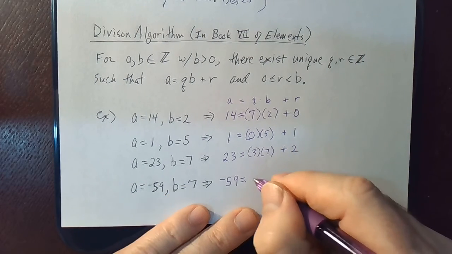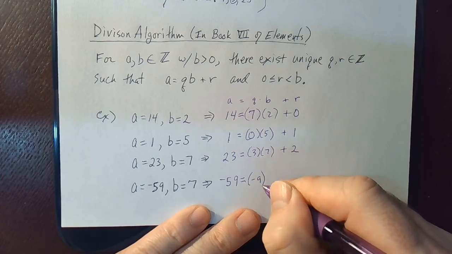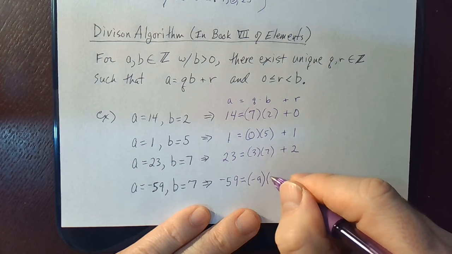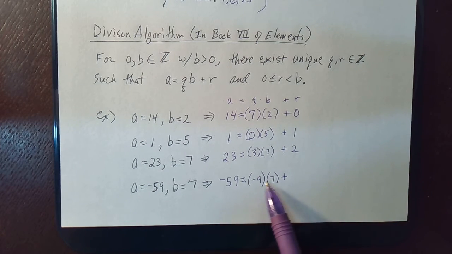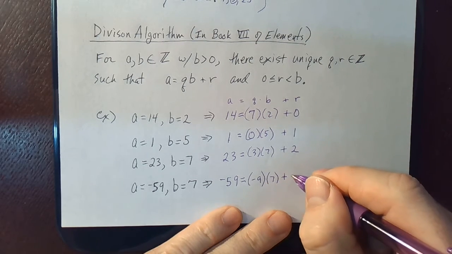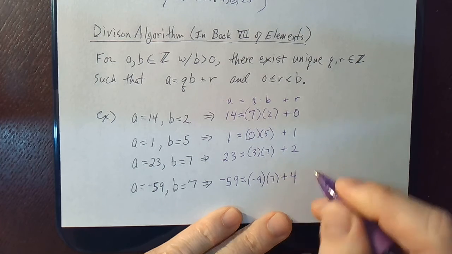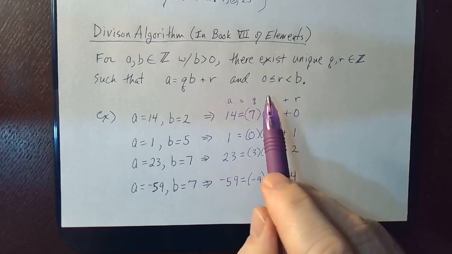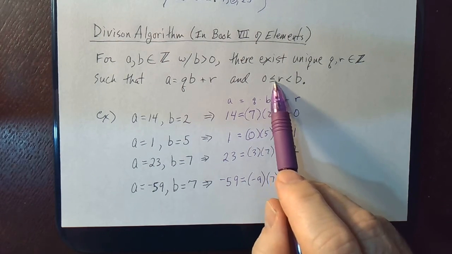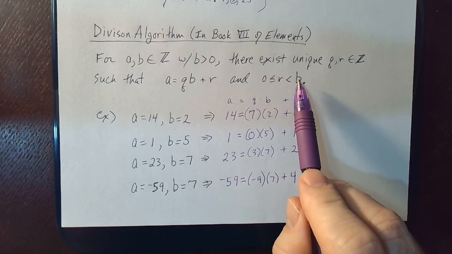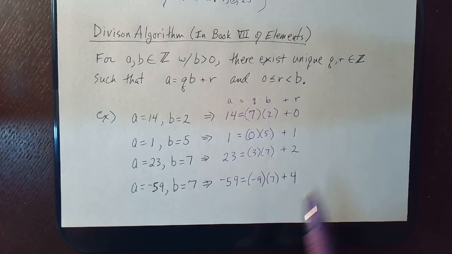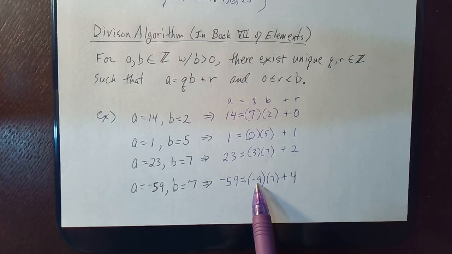So we have to put negative 9 times 7. So now we have negative 63 plus what would give us negative 59? Plus a 4. So our remainder, remember, our remainder's got to be positive, or at least non-negative. It's got to be between 0 and b. Can't be equal to b, it's got to be less than b, but it has to be at least 0. That's why we had to go to negative 9 instead of negative 8 in this case.